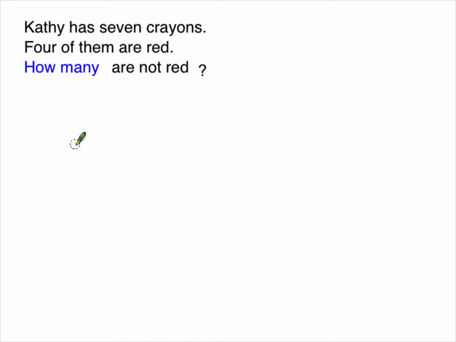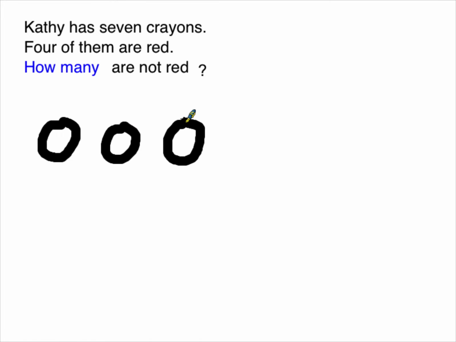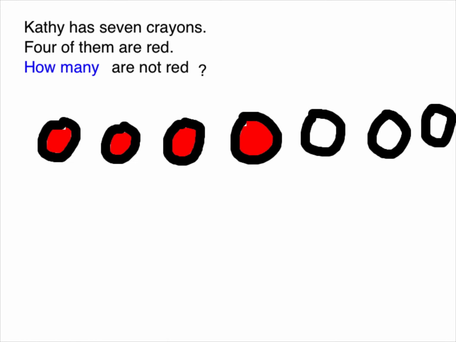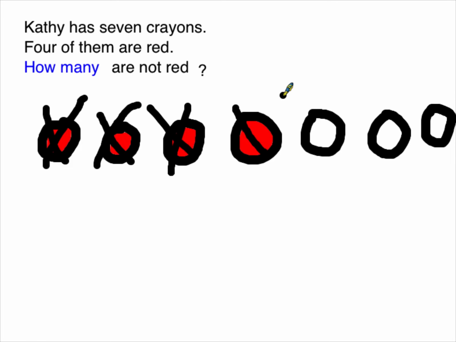So do it and then the number sentence. And you can pause me if you need to. I'm going to go now. 1, 2, 3, 4, 5, 6, 7 crayons. 4 of them are red. I could make them red, or I could cross them out. 1, 2, 3, 4. What I'm doing is getting rid of the red ones so I can find out that I have 3 not red crayons left over.